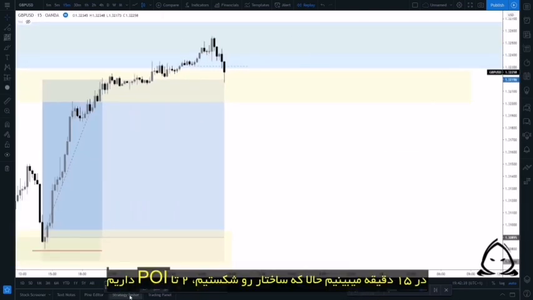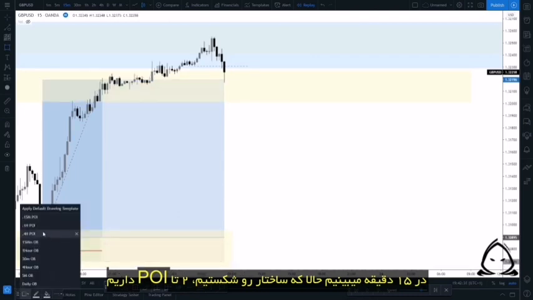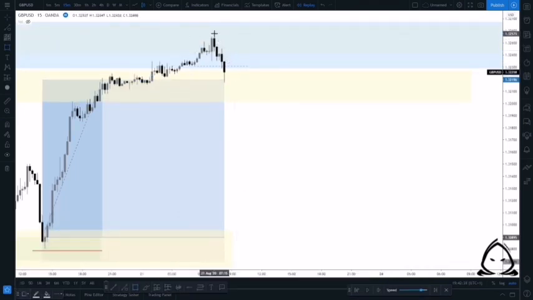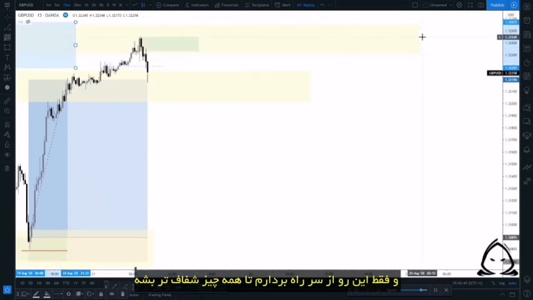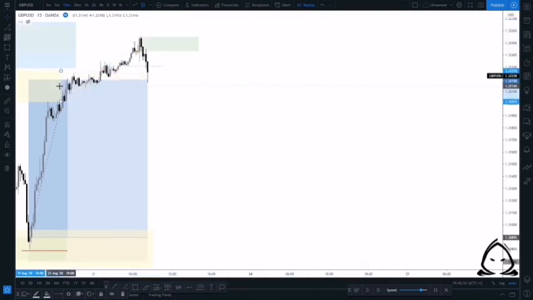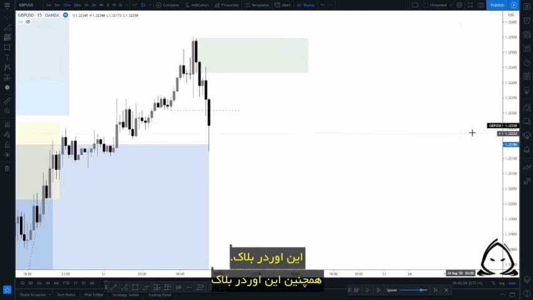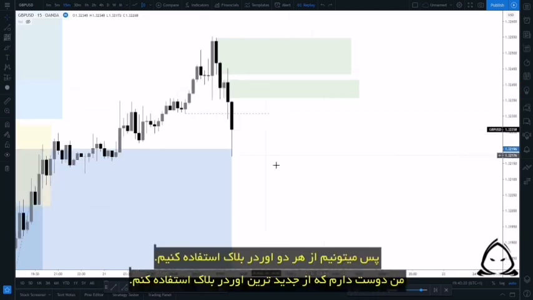And what we can see if we're looking on the 15-minute, we have two different points of interest now that we've broken structure. We have this order block right here. And what I'll do is I'll just move this out of the way so we can see everything a little bit clearer. We have this order block as well as this order block right here. So we can use either order block. I like to use the most recent order blocks.